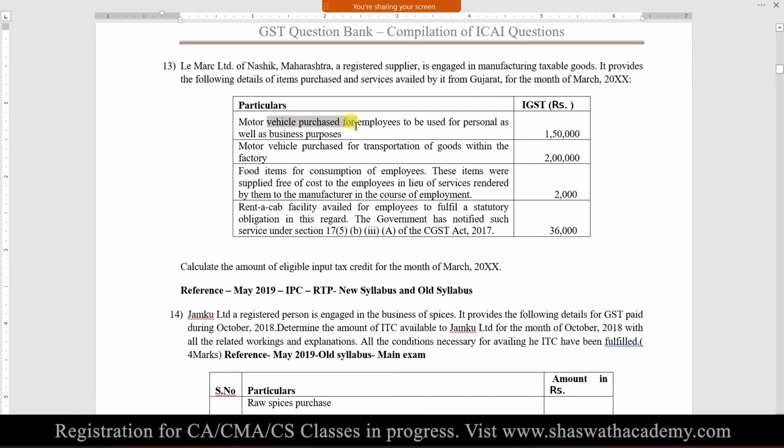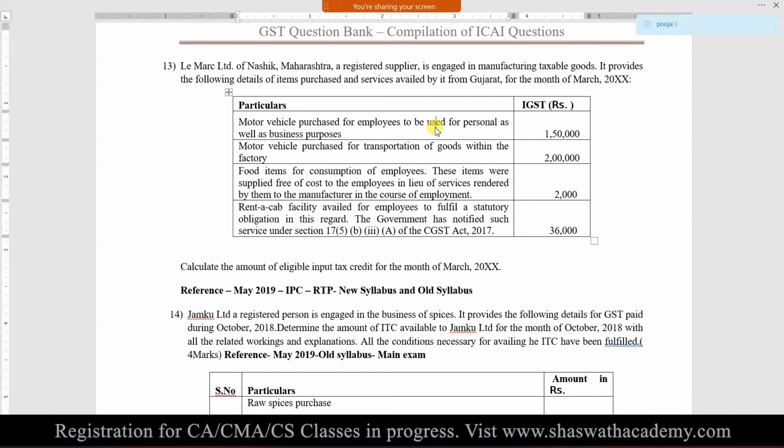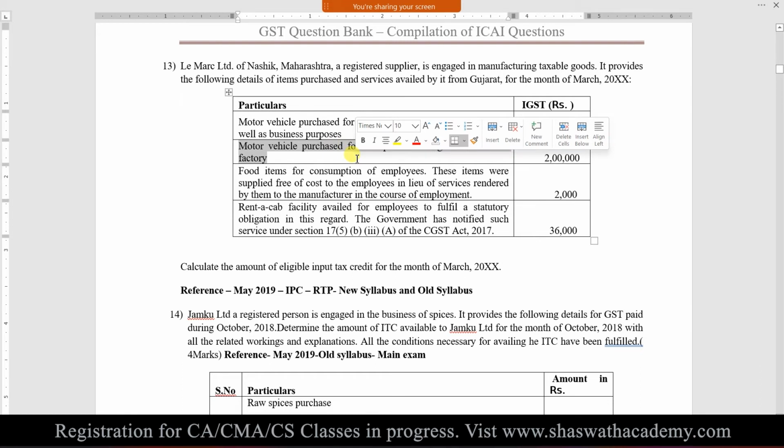Motor vehicle purchased for employees, used for personal as well as business purpose. Tell me my dear, eligible, not eligible? Motor vehicle purchased for employees to be used for personal as well as business. Ineligible. Straightforward. This is very good. You can give that concept. Yeah, absolutely fine. Then motor vehicle purchased for transportation of goods within the factory. Motor vehicle for transportation of goods. Eligible? Yeah, very good, my dear brothers and sisters.